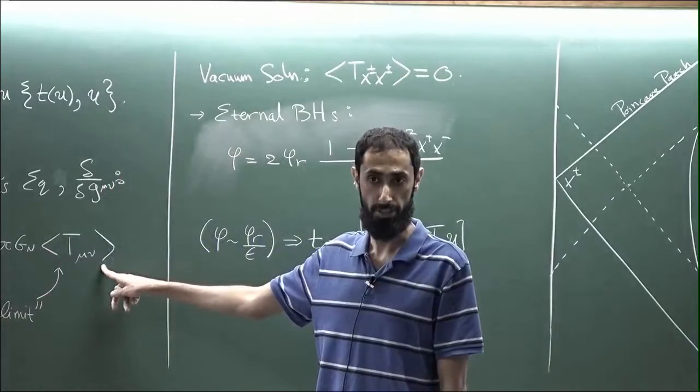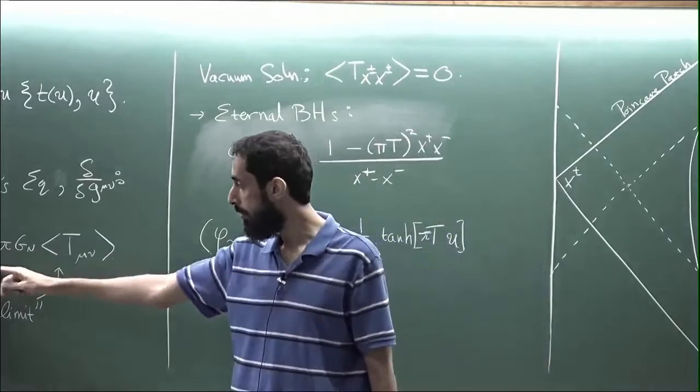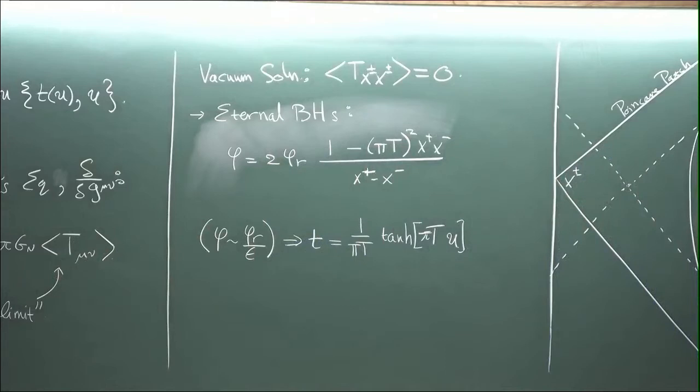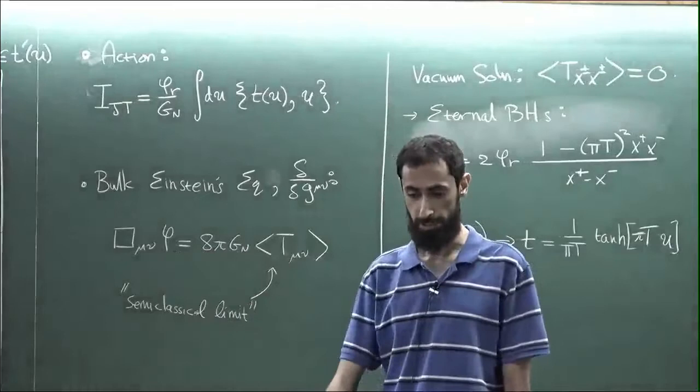Now, the CFT is a fully quantum mechanical thing. And so we choose to work in the so-called semi-classical limit, where the thing that we put here is not an operator, but rather the expectation value of the stress tensor. So that's how you should think of this equation. We're in some sense working in the so-called semi-classical limit. Well, when you find solutions for this equation, they will be specified up to boundary conditions. And those boundary conditions will fix the solution.